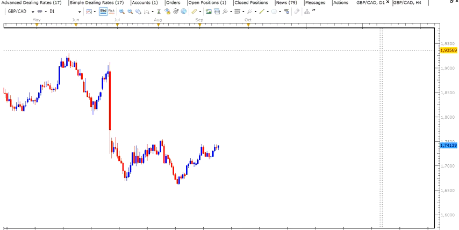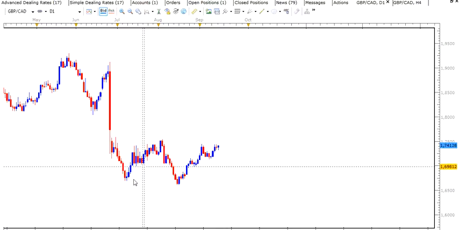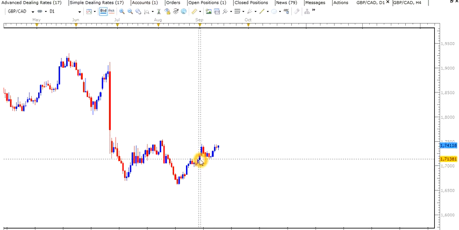Pound Canadian dollar daily chart looks as if it's forming a consolidation setup based on the nature of these bearish and bullish waves that have been formed so far.